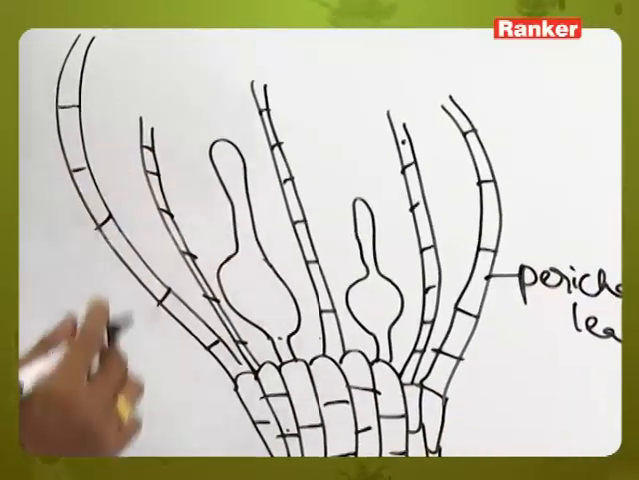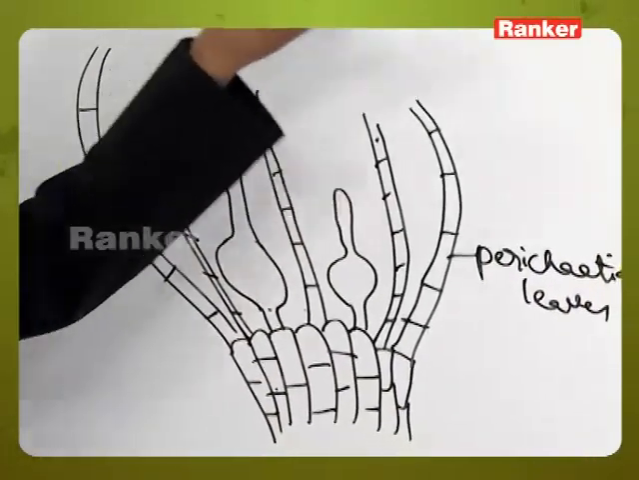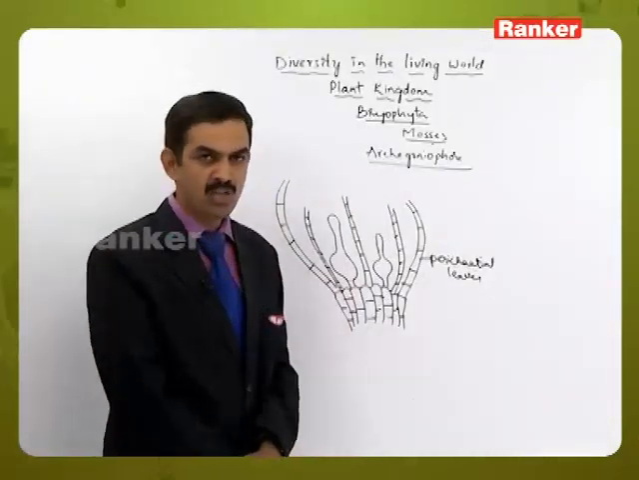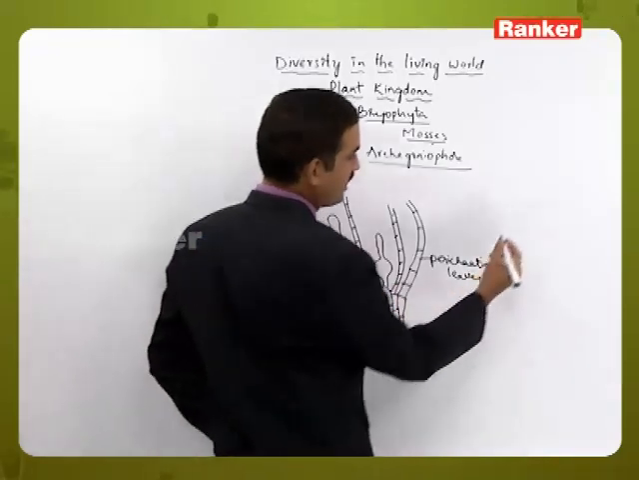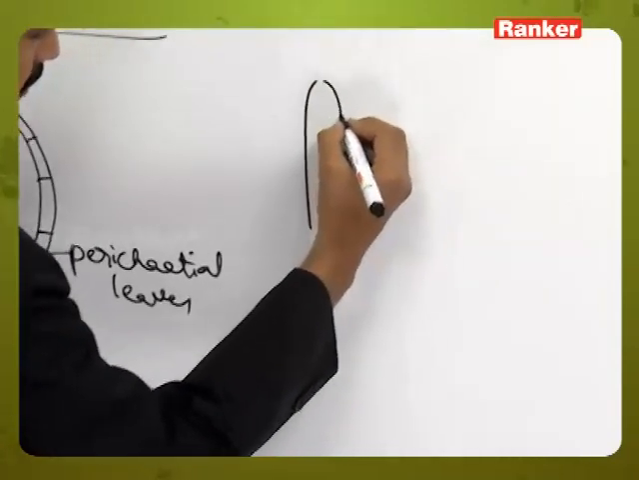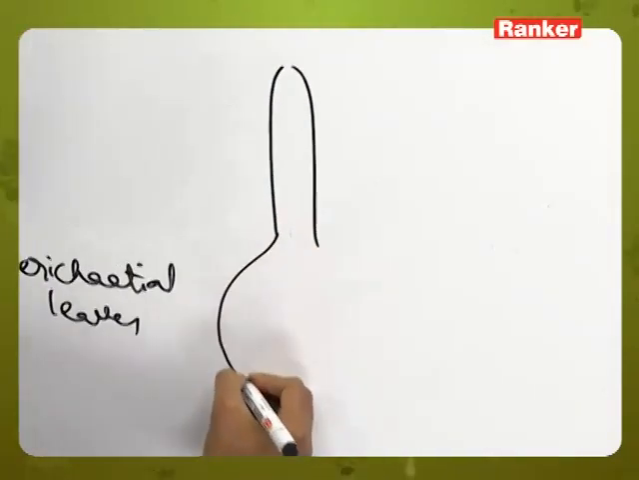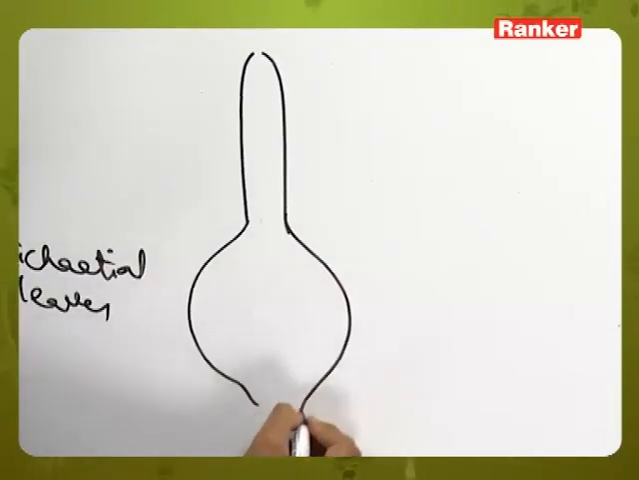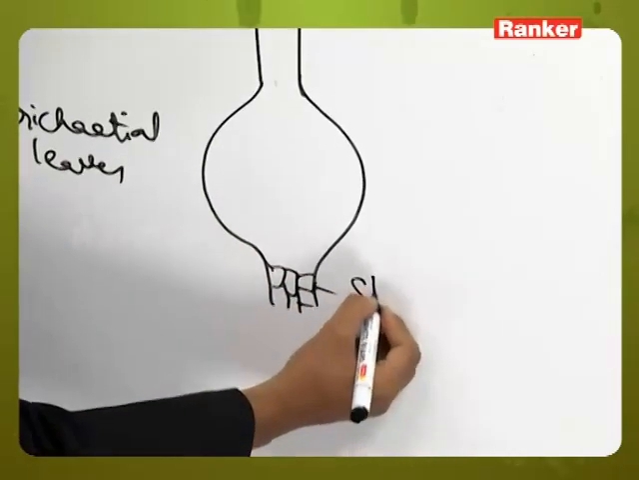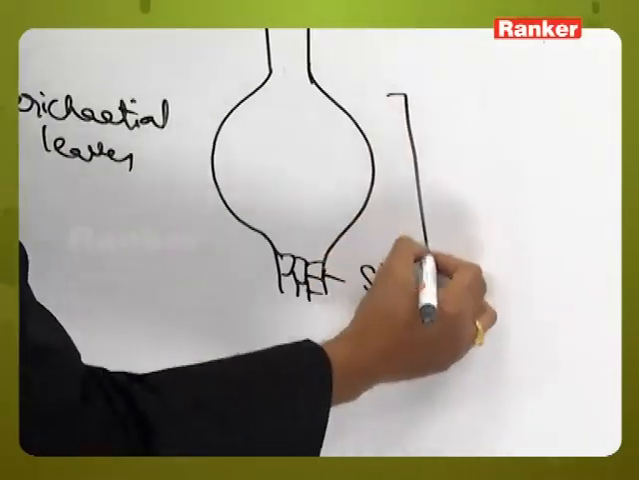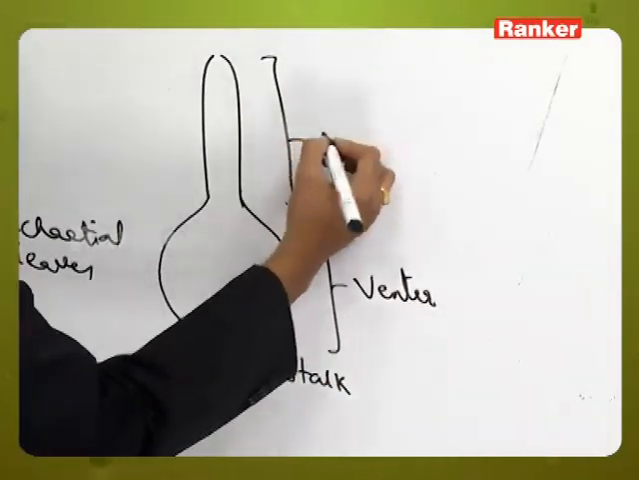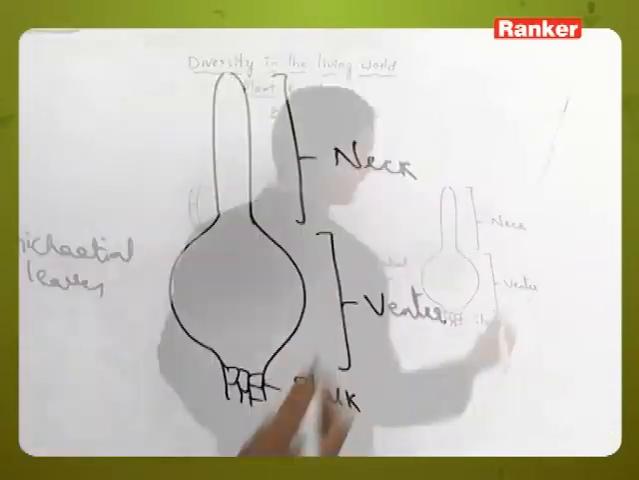So the only difference between the antheridiophore and archegoniophore is that in the antheridiophore the antheridia are present, but here in place of antheridia the archegonia are present. Here each archegonium will have a flask shaped structure with three parts. The lower part is called the stalk, the middle swollen part is called the venter, and the upper long and elongated region is called the neck. So likewise three parts are there.